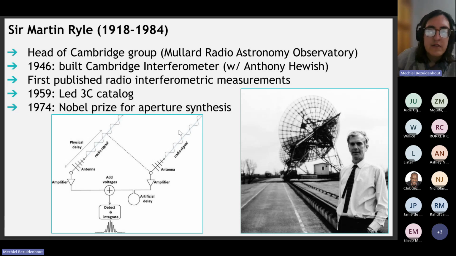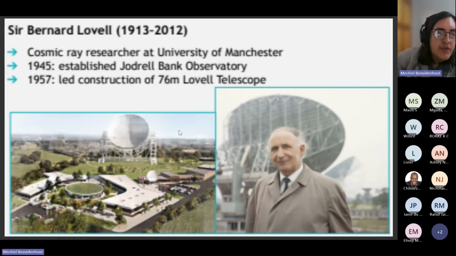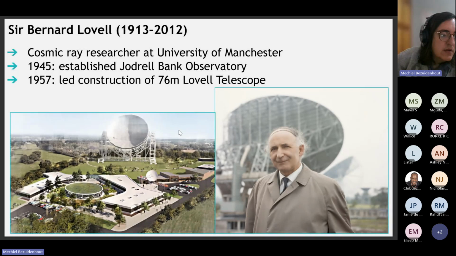So in the picture there, you can see Martin Ryle and two of his interferometer dishes. There were four of them. In 1959, he led the 3C catalogue, which is still a very important and well-known catalogue of sources in the sky. And in 1974, he won a Nobel Prize for his pioneering of aperture synthesis. So the Cambridge group went in the interferometry route. The second group was at University of Manchester, and they went more of the single dish route.